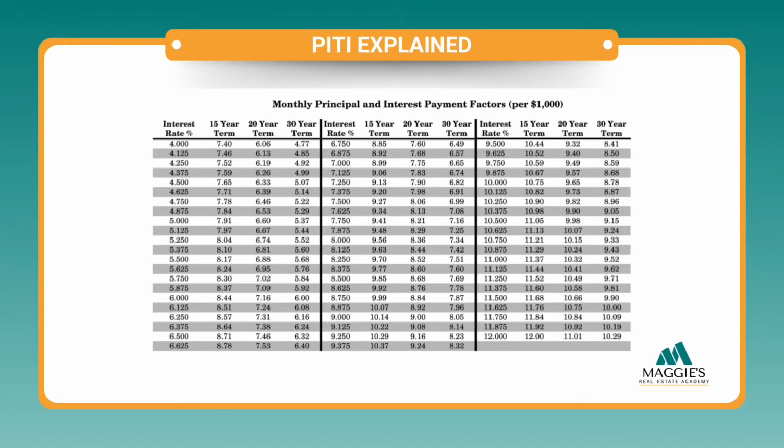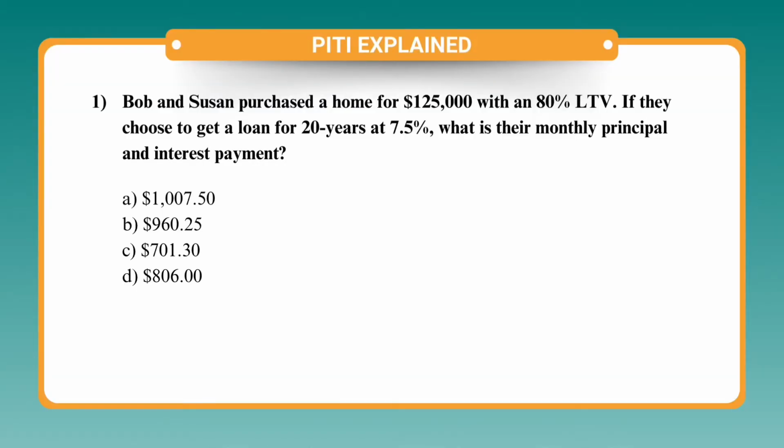Now, the principal and the interest are determined based on the interest rate and the loan terms, like whether it's a 15, 20, or 30-year loan. It's determined using a payment factor chart like this. Notice how it says per $1,000. Let's look at an example of something you may see on the exam. Bob and Susan purchased a home for $125,000 with an 80% LTV ratio. If they choose to get a loan for 20 years at 7.5%, what is their monthly principal and interest payment?